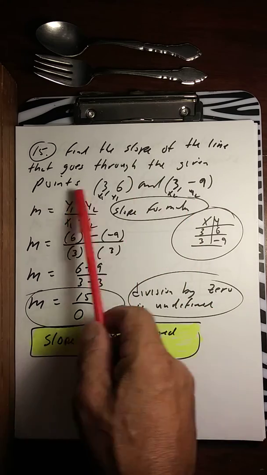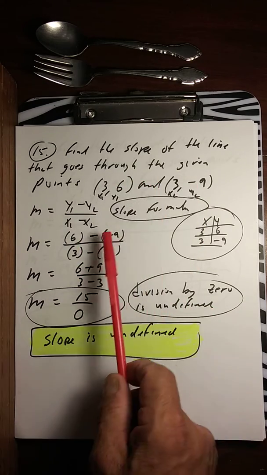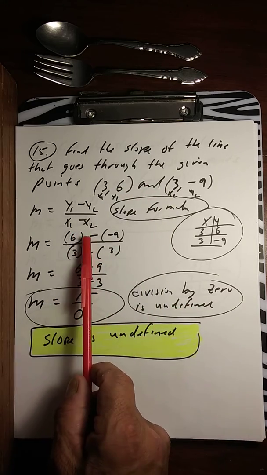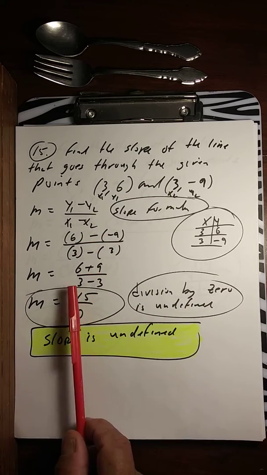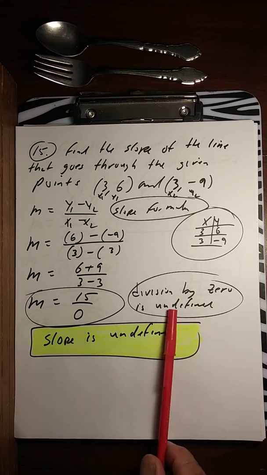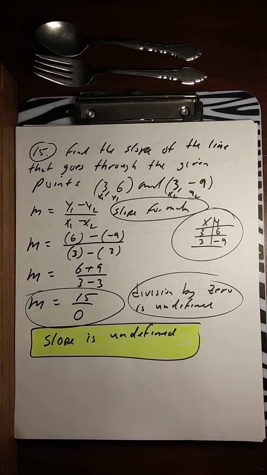Find the slope of the line that goes through the given points. Put these numbers in there. y1, y2, x1, x2. So you have 6 minus minus is 6 plus 9 is 15. 3 minus 3 is 0. 15 divided by 0. Division by 0 is undefined. Slope is undefined.